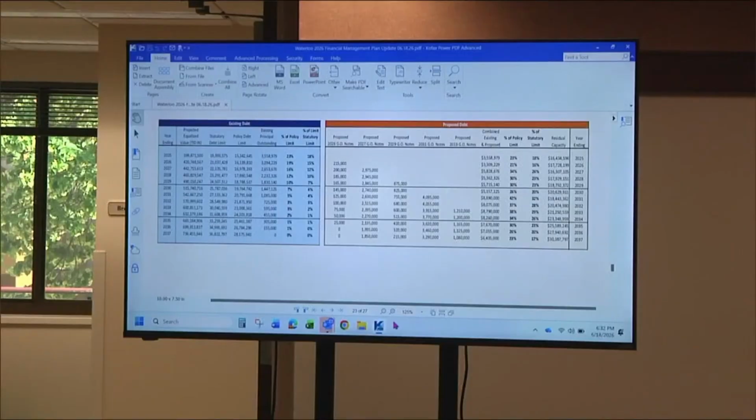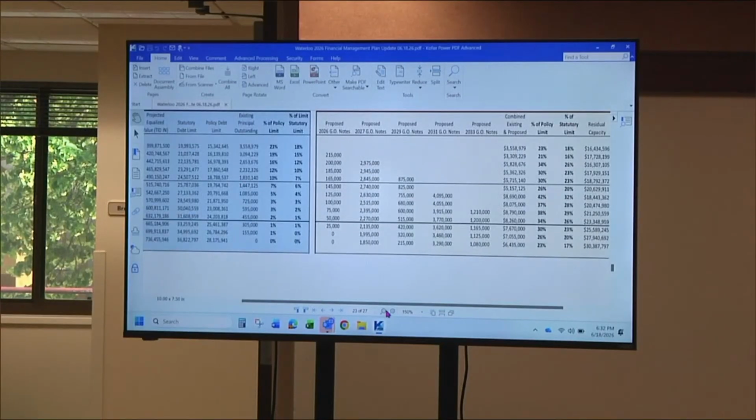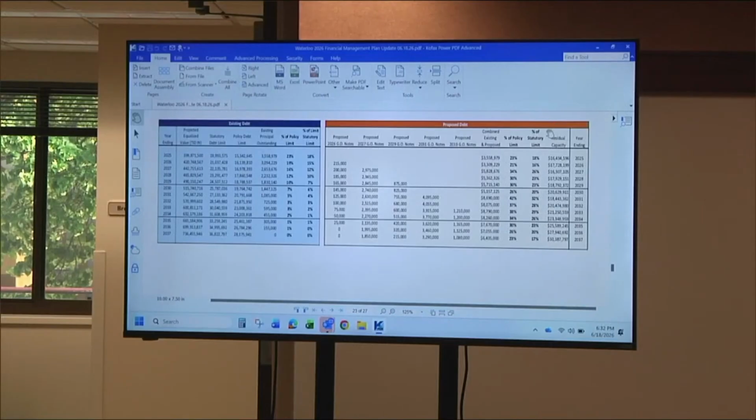And then finally, your borrowing capacity is on the last one here. No issue with regards to that in terms of both your policy limit and your statutory limit. So right now you're at about 23% of your limit per policy, 18% of your statutory limit. Overall, if you were to continue to keep the same policy, you'd be at about 34% at the maximum amount of your limit, statutorily about 26%.